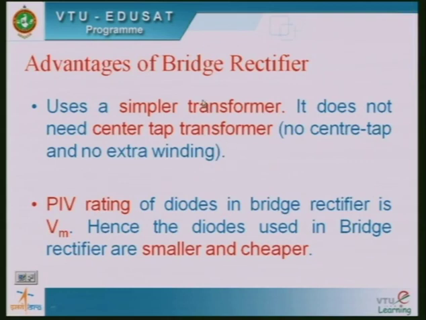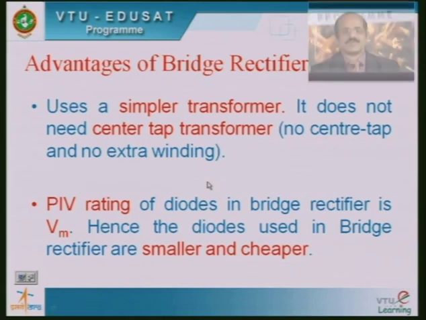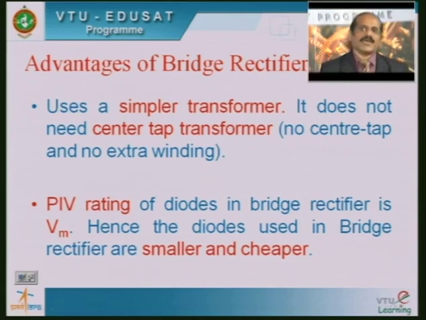Advantages of the bridge rectifier: it uses a simple transformer, unlike the center tap transformer, because it does not require a center tap, so there is no question of having an extra winding. Also, the PIV rating of the diodes in a bridge rectifier is Vm. You need to note that. How it is Vm, we shall analyze right now.